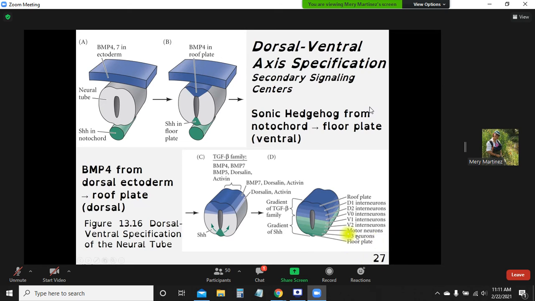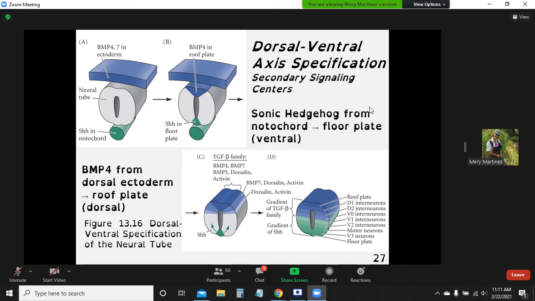So the cells closest to the floor plate are the motor neurons, and as we get farther away, getting into the midpoint in here, they become interneurons, just because the gradient is too low for Sonic hedgehog. Then the second gradient is the one that comes from above. And those are the BMPs.